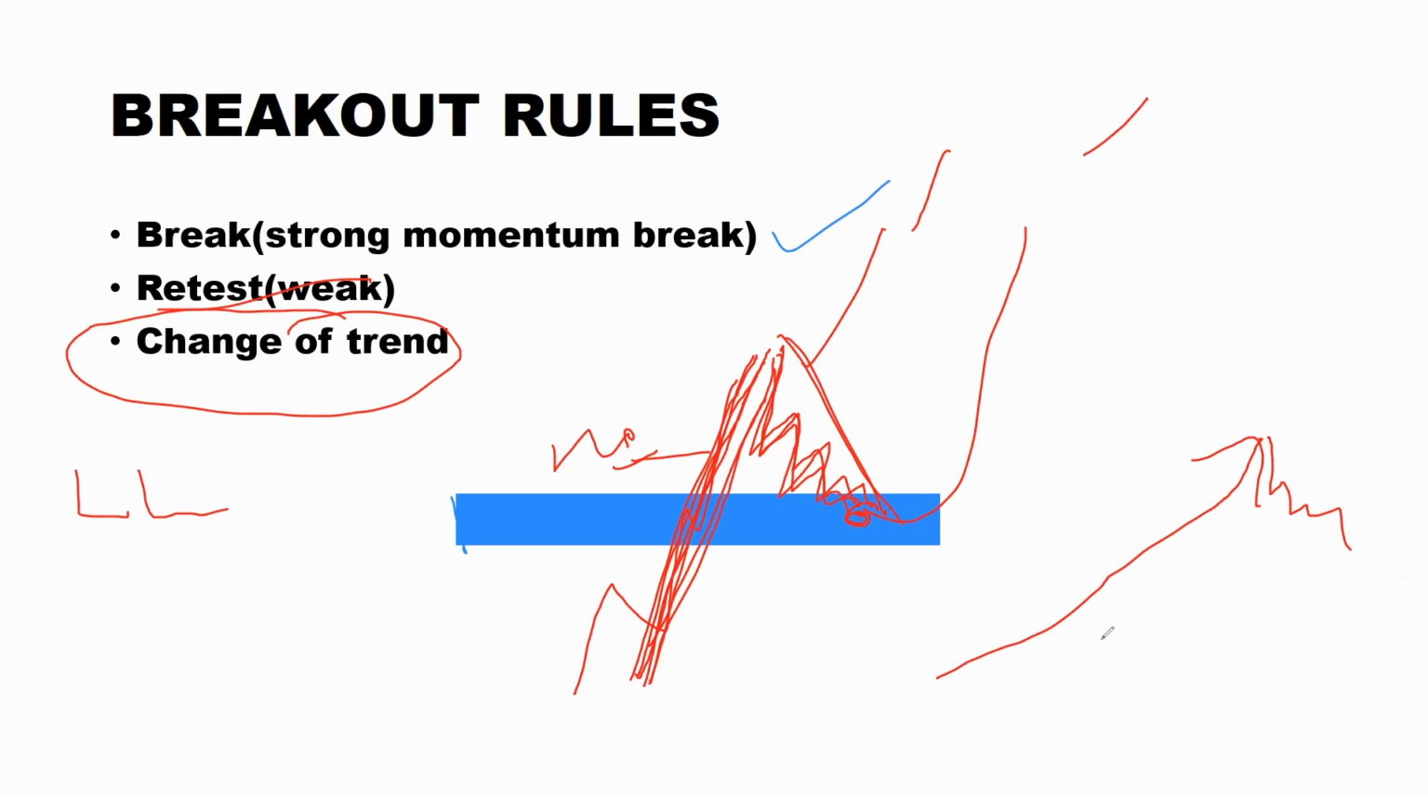So we need the market to change from making lower lows to starting to make higher highs and higher lows, instead of making lower lows and lower highs. This is what we call change of trend. So these are the 3 rules of breakouts that you need to spot. One, you need to spot this strong break. The second one, you need to spot a weak retest. I've just explained that. The third one, you need a change of trend.